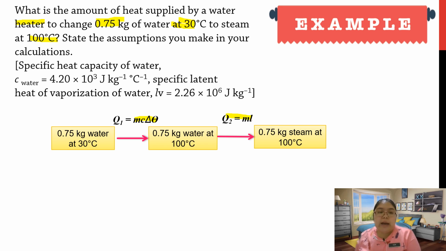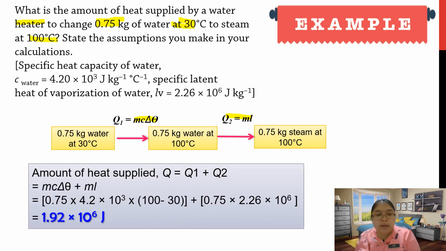Okay, now we can combine together to find the amount of heat. So the amount of heat is Q1 plus Q2. So we apply the formula, all the info from the question we just put in. So we find it as 1.92 times 10 to the power of 6, the unit of heat, that's joule.